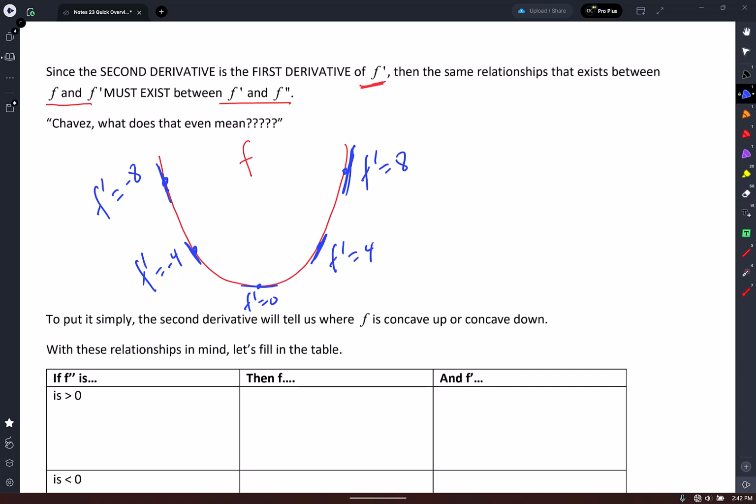F prime prime, yeah, f prime prime is positive. Good. And what does it mean about f if f prime is increasing? That f is concave up. Are you starting to see the connections now, guys?